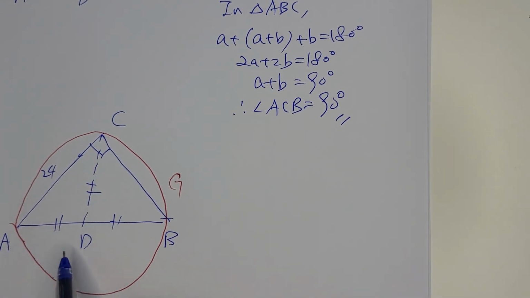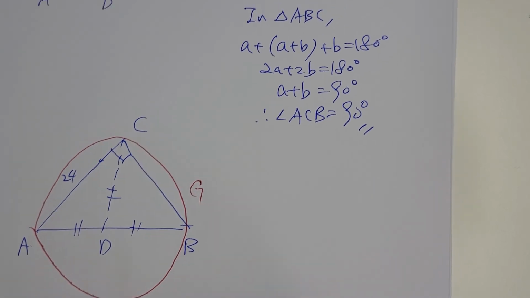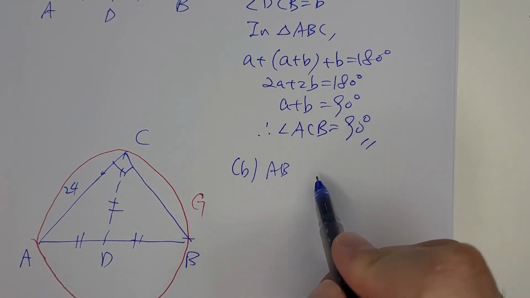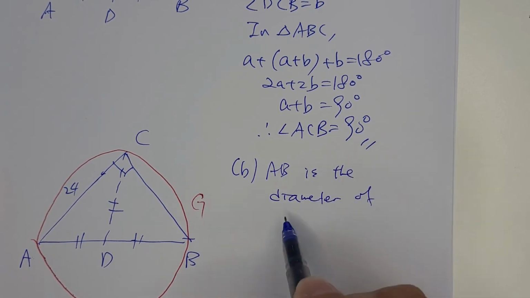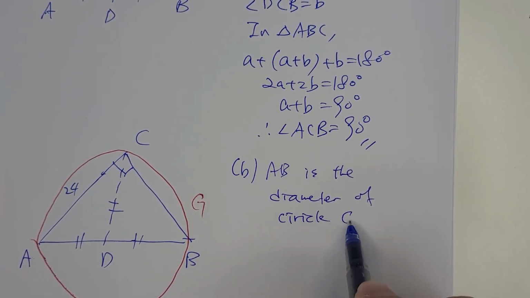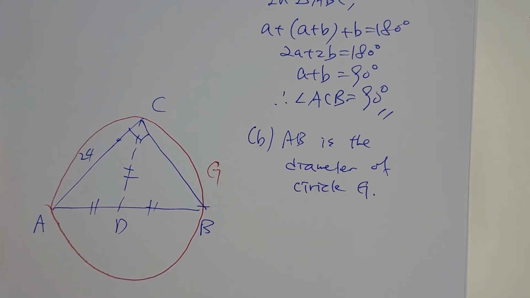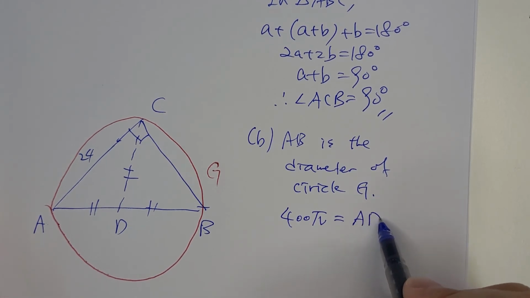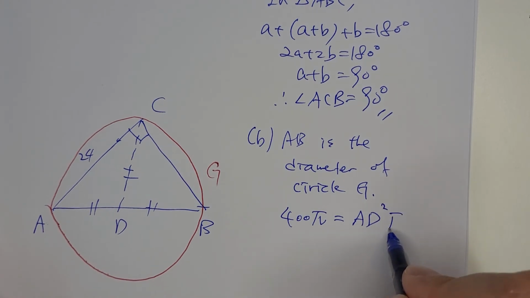As you can see, in this red circle G, angle ACB is equal to 90 degrees. So in part B, you can directly claim AB is the diameter of circle G, based on the converse of angle in a semicircle. Hence, 400 pi would equal AD, actually that's half of the diameter, squared, times pi.